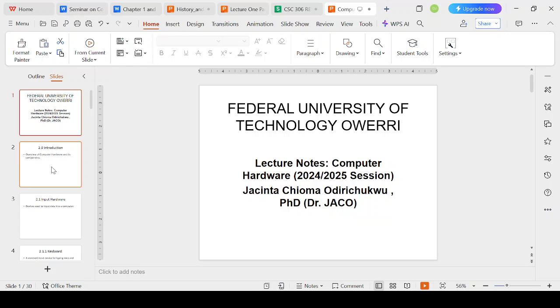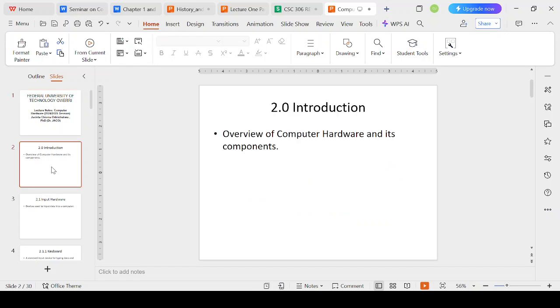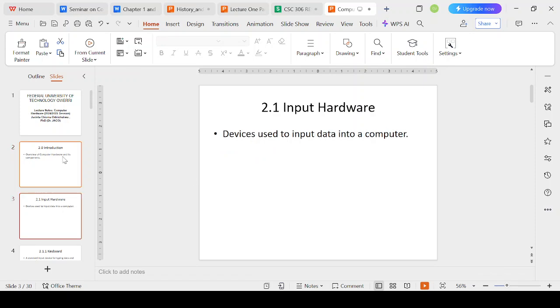But we are going to concentrate on reviewing different computer hardware, because the software is installed in the hardware to form a complete set of computer that you can use to perform different operations. So let's look at an overview of computer hardware and its components.